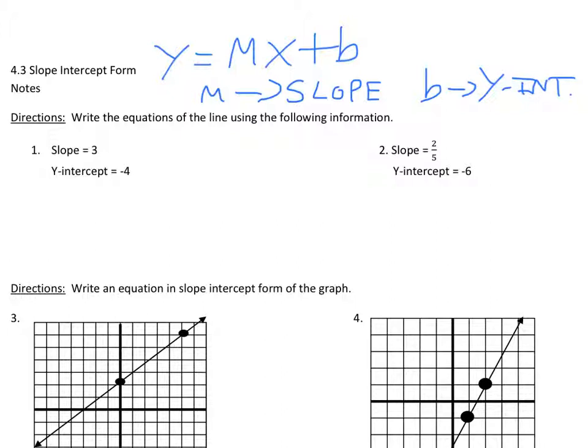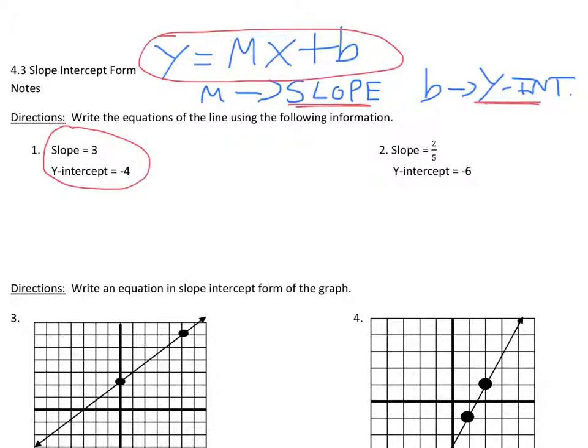You can see I still have the main things right here. This is real important. y equals mx plus b is slope-intercept form, where m is the slope and b is the y-intercept. Now the first two are very simple, very straightforward, saying we want to write the equation of the line using the following information. Well, if I want to get it in slope-intercept form, the only two things I need are the slope and the y-intercept, and they give them to us for 1 and 2.